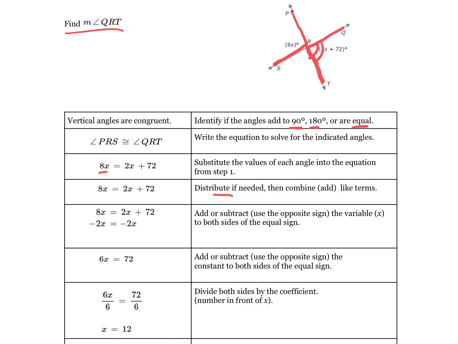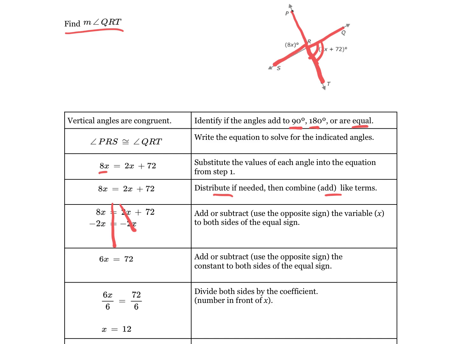Now, we don't need to distribute, and there are no like terms to combine on either side of the equal sign. So I just need to get my 2x to the left-hand side of my equal sign. So these cancel out, that's why I subtract. And 8x minus 2x is 6x.